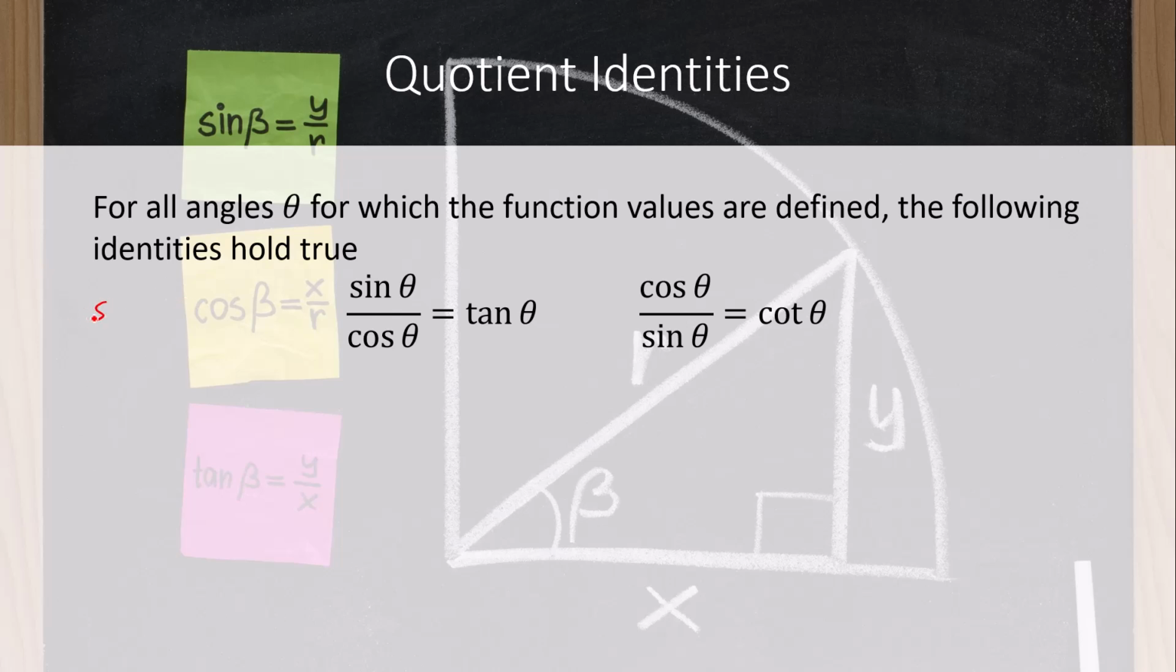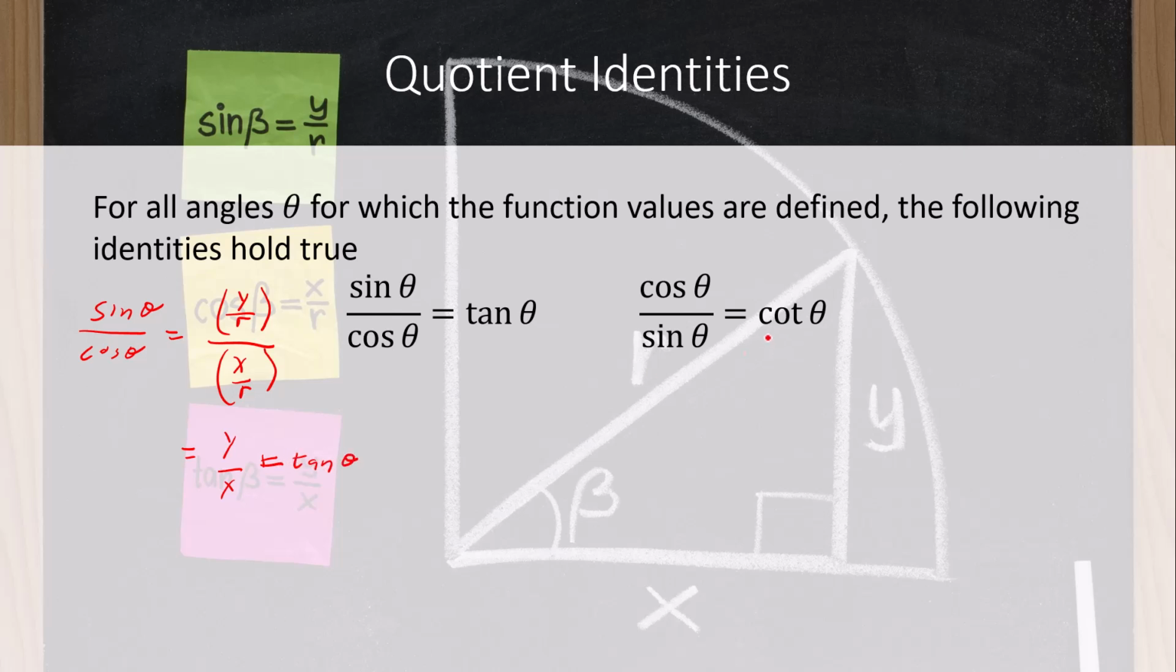Okay, the next set of identities are quotient identities, and this is based upon the fact that sine theta divided by cosine theta is actually equal to y over r divided by x over r. Okay, the r's will cancel, and you just simply have y over x, and you know what that is? That's right, that is tangent of theta.